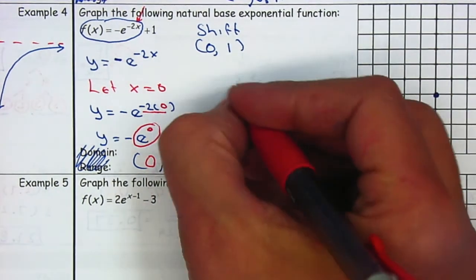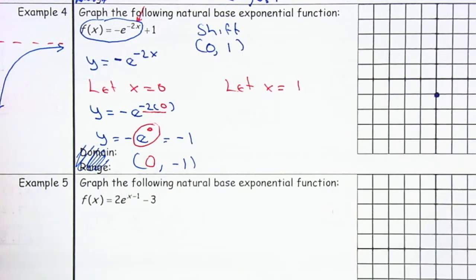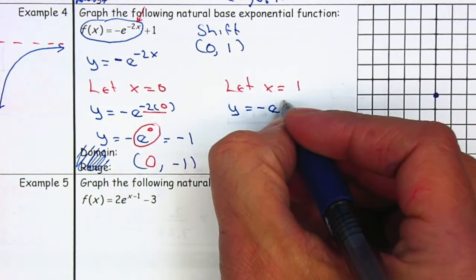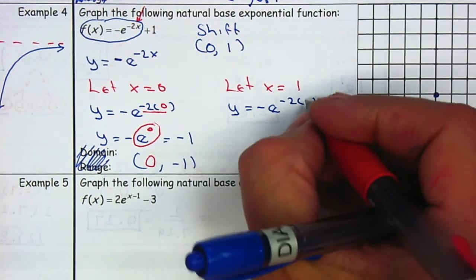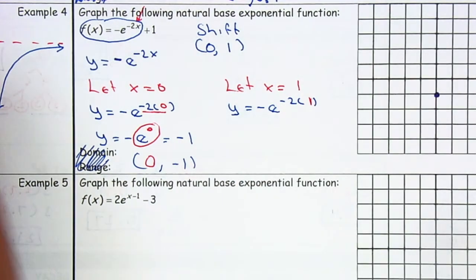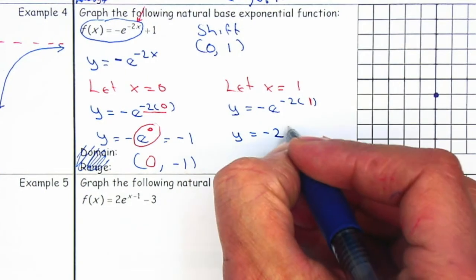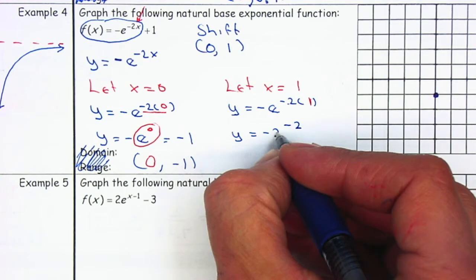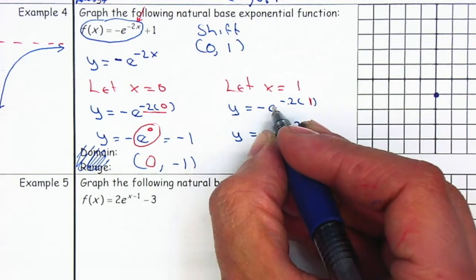I need to find another point, so let x equal 1. y is equal to negative e to the negative 2, instead of the x it will be a 1. Negative 2 times 1 is negative 2. So that gives me negative e to the negative 2, right?